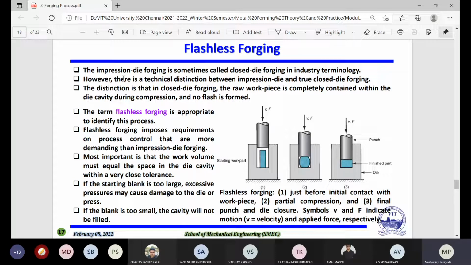So here you can see the impression. More force is required in this. Okay, fine. So here you can see the impression die forging is sometimes called closed die forging in industry terminology.